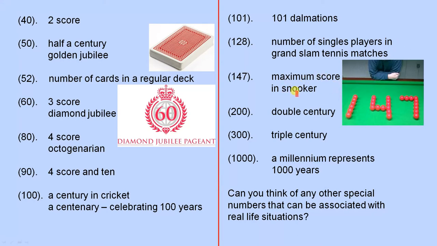147 is the maximum score in snooker. That's a very special score, and you have to be very talented to score that number. 200 is a double century, 300 is a triple century, and 1000 is called a millennium, and that represents 1,000 years. So can you think of any other special numbers that can be associated with real life situations?